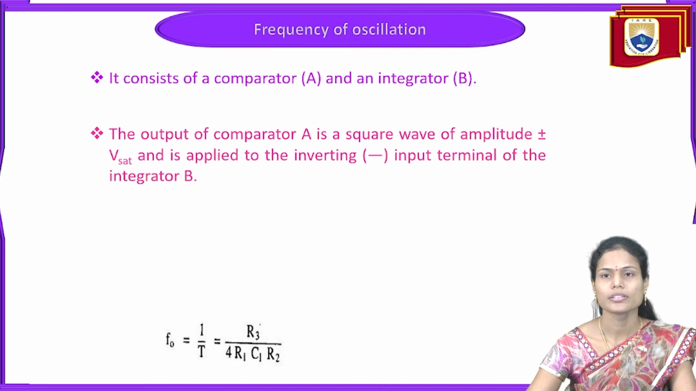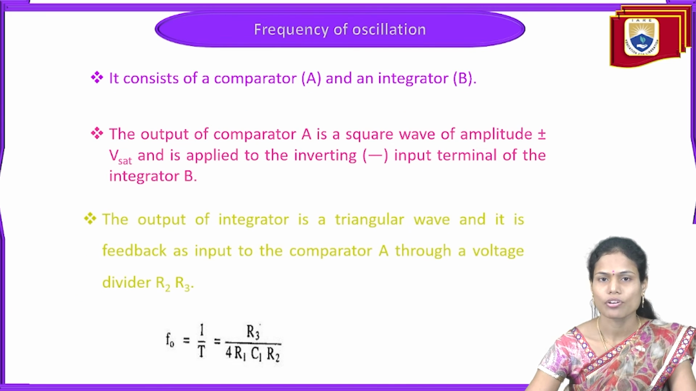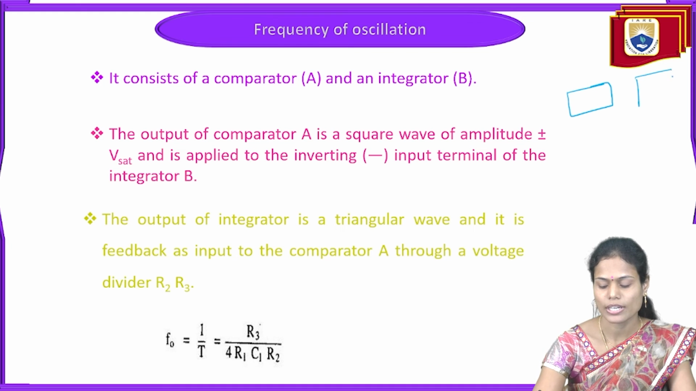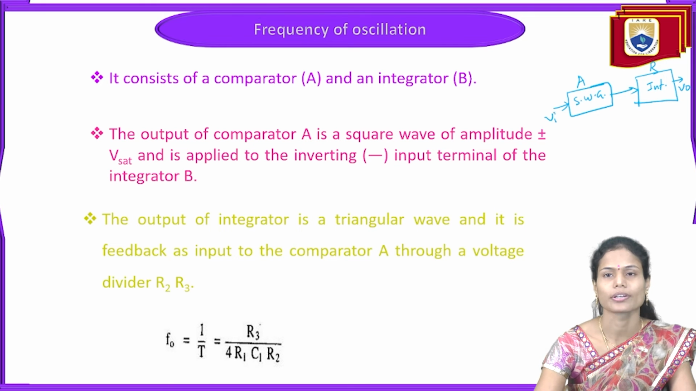Now we will see the frequency of oscillation of this triangular wave generator. We have already seen that the triangular wave generator is the combination of a square wave generator as well as an integrator. This is the square wave generator and this is the integrator circuit. It has two op-amps; I am calling this one A and this one B. The final output we get here.